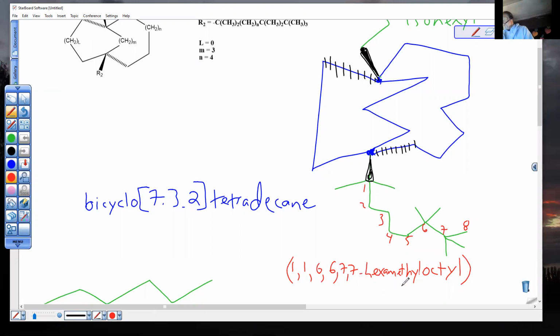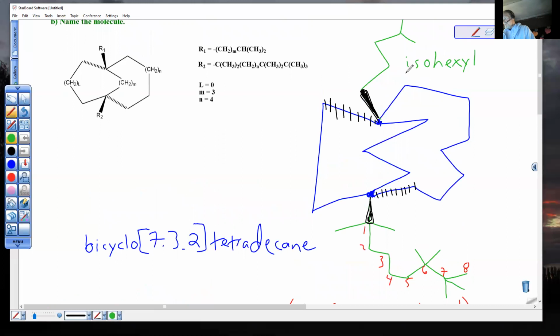Alphabetizing. This starts with an M, not with an H. No, no, no. We don't use prefixes indicating multiples of groups for alphabetizing. For alphabetizing, we use the M for methyl and the I for the iso. Iso going first.